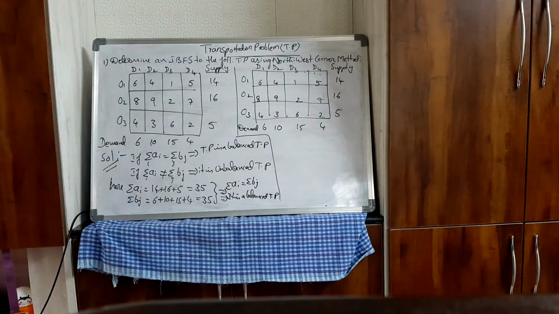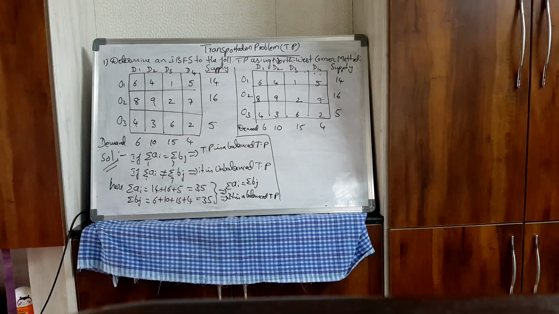As the name suggests, it is the northwest corner. That means, from where do we have to start the allocations? We have to start the allocations from the northwest corner of the table. So what is the northwest corner of the table? You have to see. Which is the northwest corner of the table here?